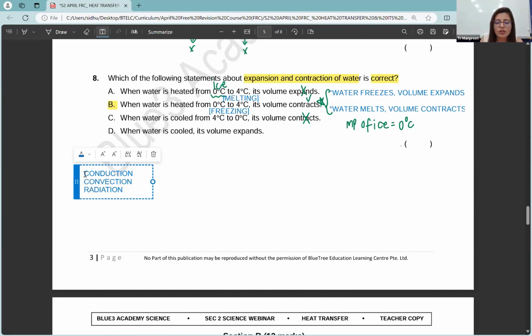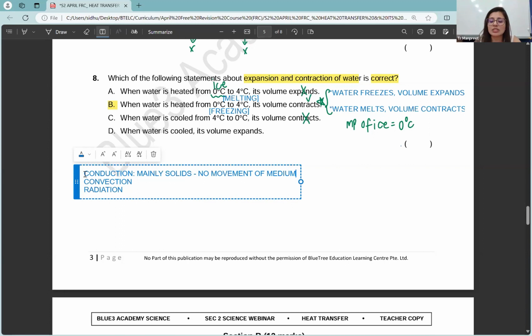Now, when we talk about conduction, we know it's mainly solids, correct? Because there is no movement of the medium involved. They just transfer energy. Actually, all of them transfer energy. So always remember, they do not transfer the molecules. The atoms don't move, the molecules don't move. When they collide, due to their movement, whether they are vibrating about their fixed position, or sliding over one another for liquids, and for gases moving at high speeds, through the collisions that they have with other atoms and molecules, they transfer the heat energy from one point to another.